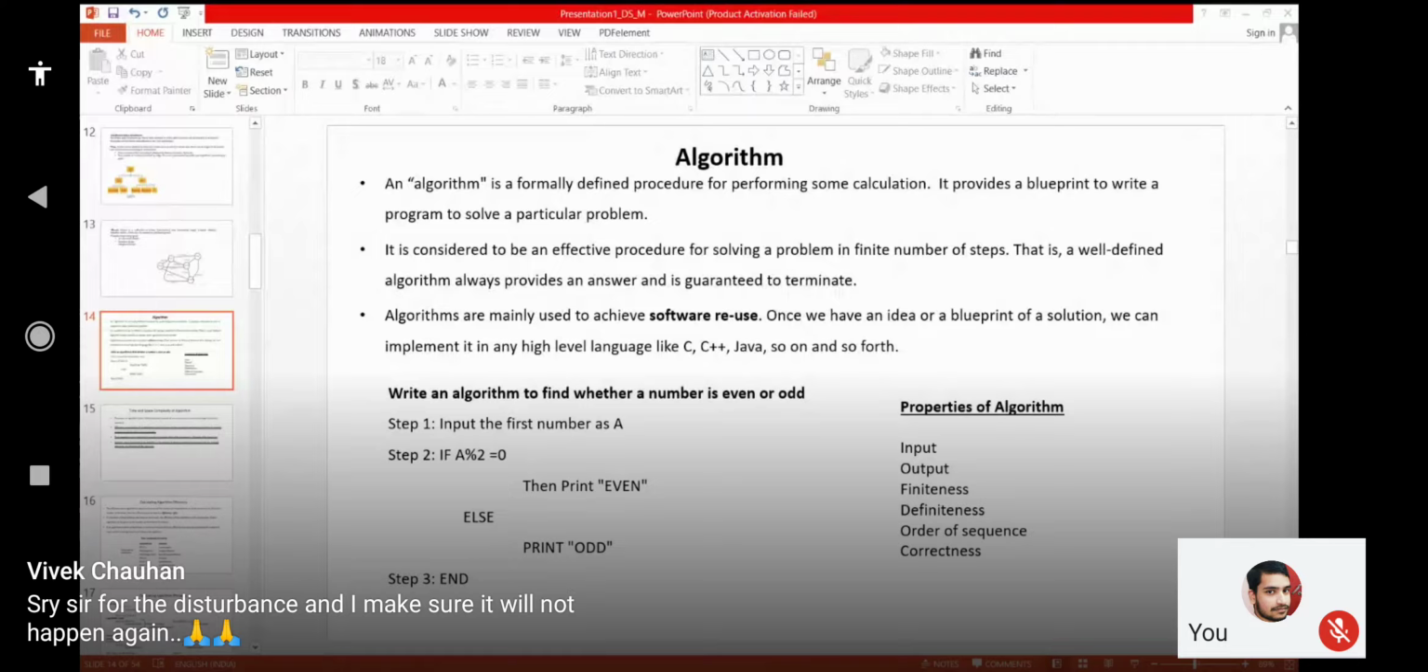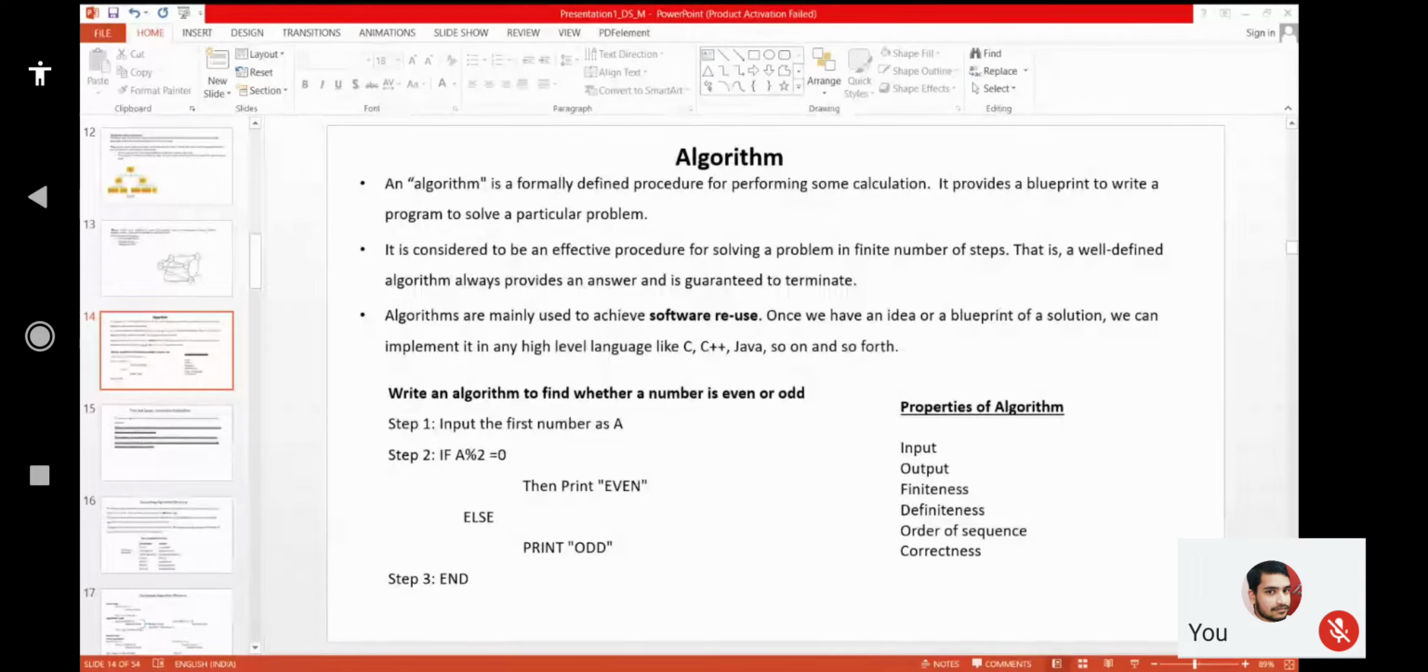After that, in step 3, this is the end. So this is the sequence of instructions: step 1, step 2, step 3, that takes some input, processes those inputs, and produces some output. That is all about it. Any question?